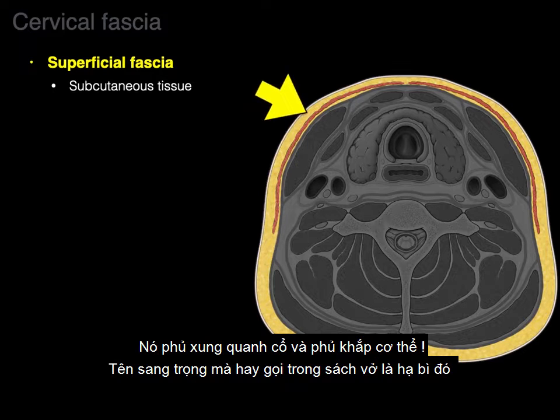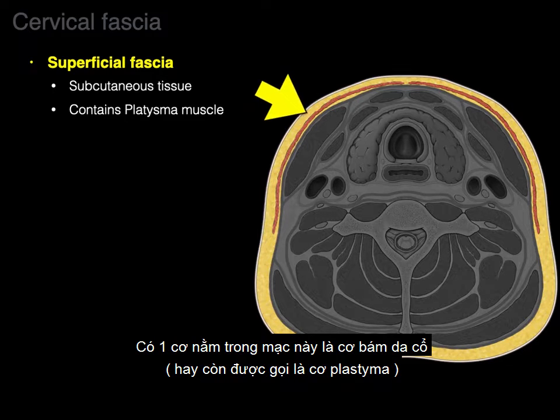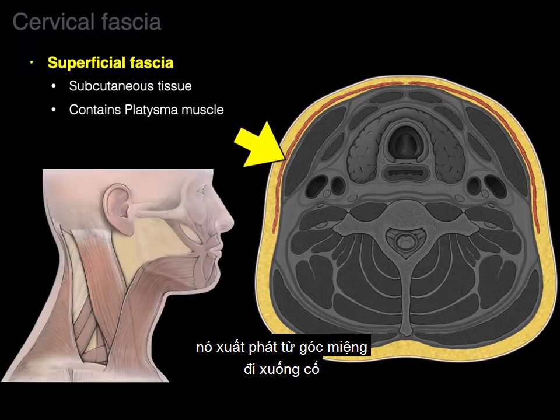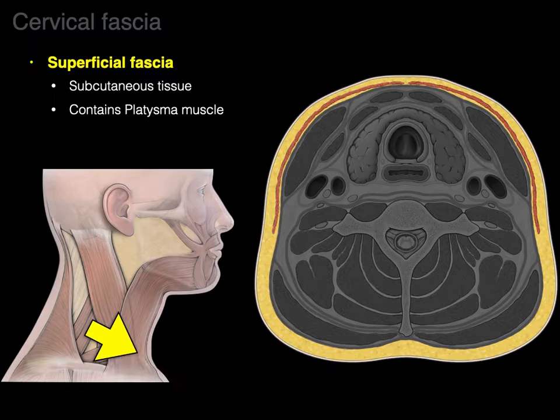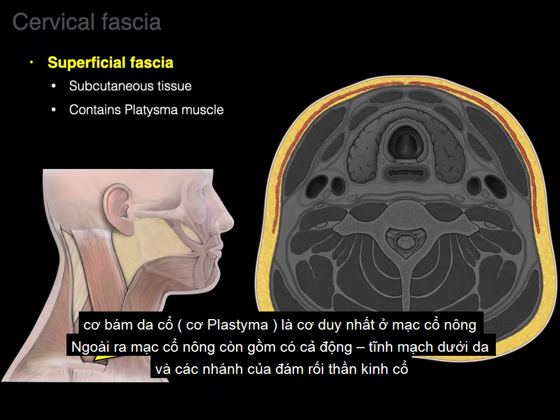It's basically your hypodermis. And it contains in the neck a muscle called the platysma muscle, which arises from the corner of the mouth and goes all the way down in the neck and then fuses into the fascia around the clavicle and pectoralis major muscle. Okay, that's the platysma, the only muscle in that superficial fascia. It also has cutaneous veins, arteries, and nerves, branches from the cervical plexus.